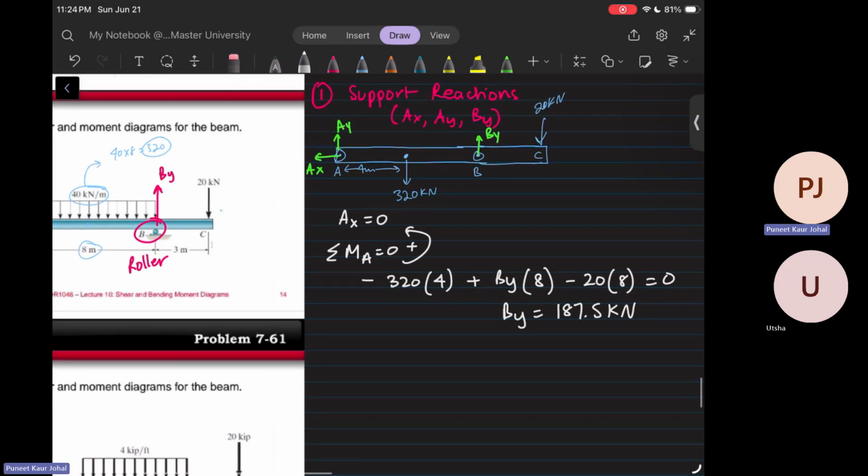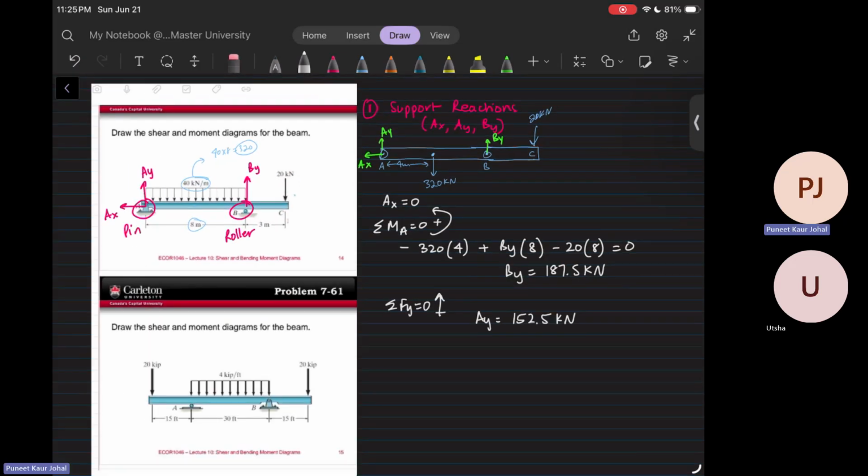kilonewtons. And then we can just use the sum of forces in the Y direction equal to 0, considering upwards to be the positive direction. We get that AY is equal to 152.5 kilonewtons. Okay. Now that we have this, we can start developing our, first of all, shear equations. So I'm going to use this to form shear equations first.